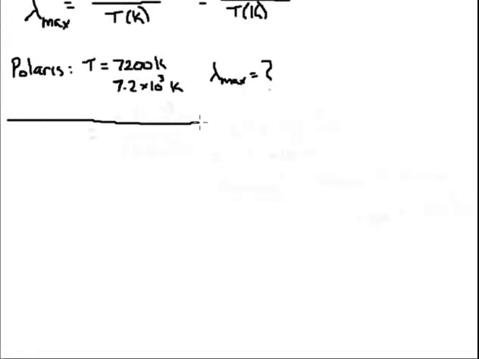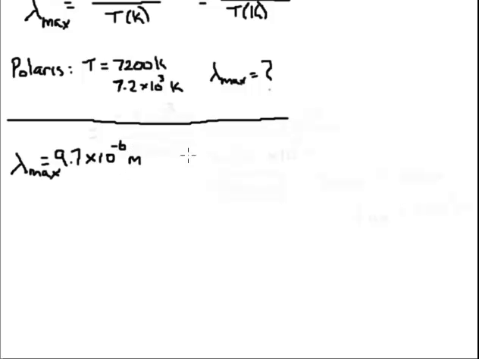Okay, so let's do a different type of problem that we might do with Wien's law. Let's say that I know the peak wavelength, but I'm trying to find the temperature. Let's suppose that we know that the peak wavelength coming from some object is equal to 9.7 times 10 to the minus 6 meters.